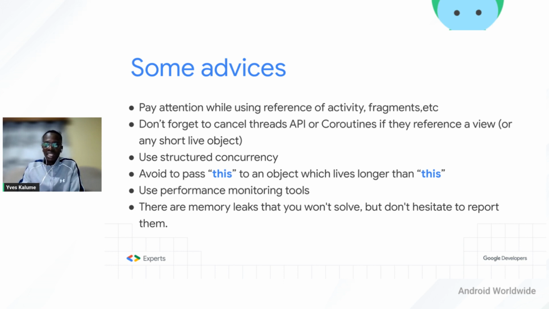Another piece of advice is to never forget to consult thread APIs and coroutines, especially if they are holding references to a view. I think you watched the talk from Ivan. He talks about structured concurrency, and this is one of the most important concepts related to coroutines, because the goal of structured concurrency is to make each coroutine launch from what we call a scope.